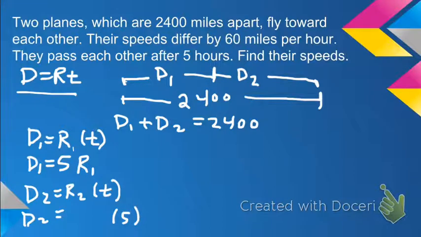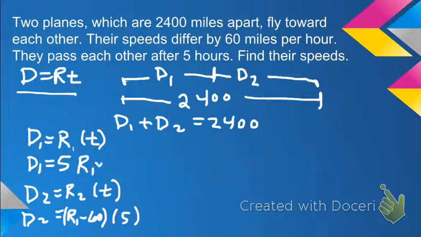But for rate, we know that their speeds differ by 60 miles an hour. We don't know which one's faster, we don't know which one's slower. It doesn't matter, we're just going to pick one to be the slower plane. So we'll say the rate of plane 2 was equal to the rate of plane 1 minus 60. 60 miles an hour slower. Alright, that's just one way to do it. You could have said r plus 60. You could have said r1 minus 30 and r1 plus 30, as long as they had a difference of 60.